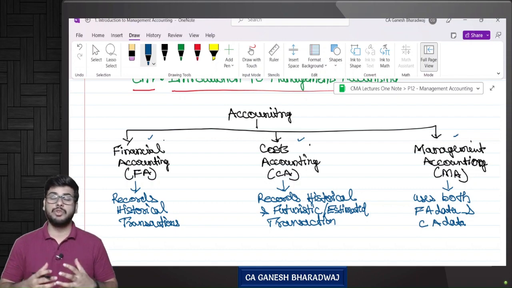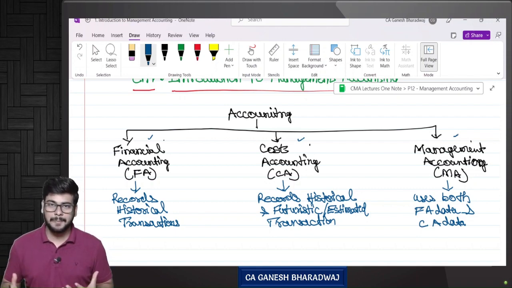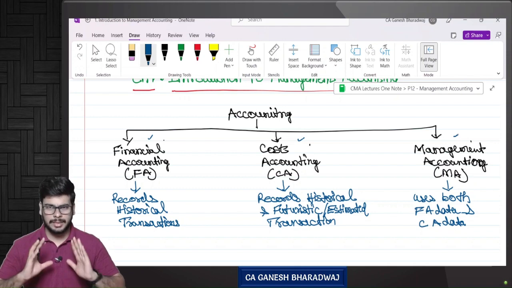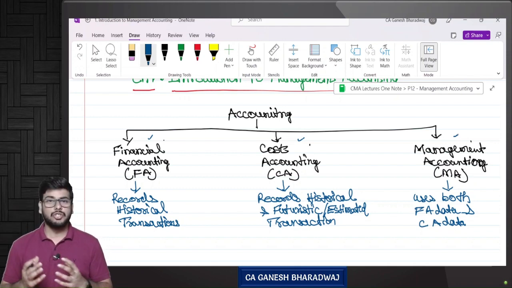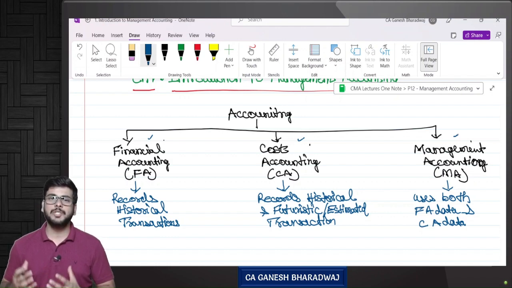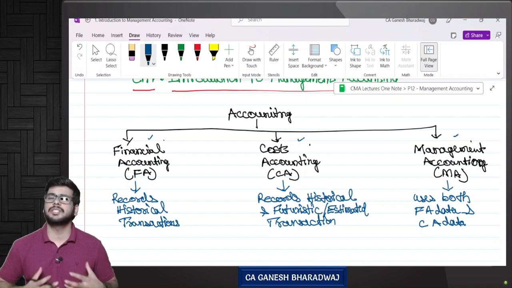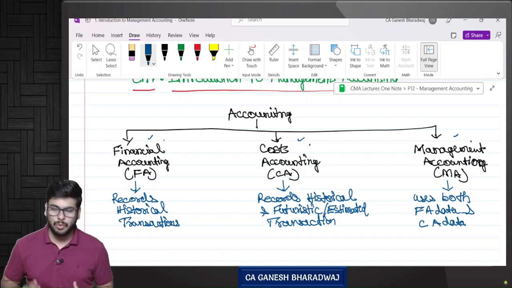Don't worry, right now you might not be able to understand it fully. There might be a lot of questions. Please patiently hear me out. I will slowly introduce you to the subject. So technically speaking, management accounting as a branch of accounting is broader in scope. It is huge in scope, and I'll tell you what it is meant for.